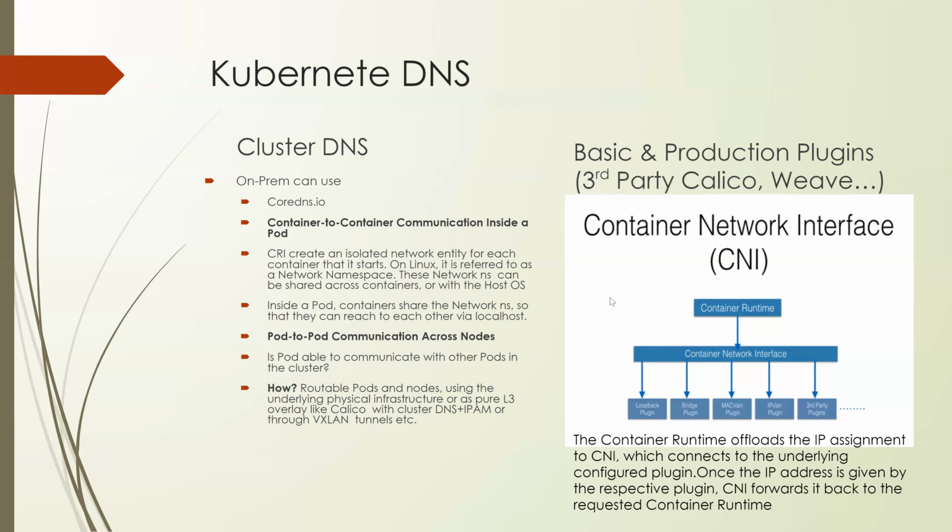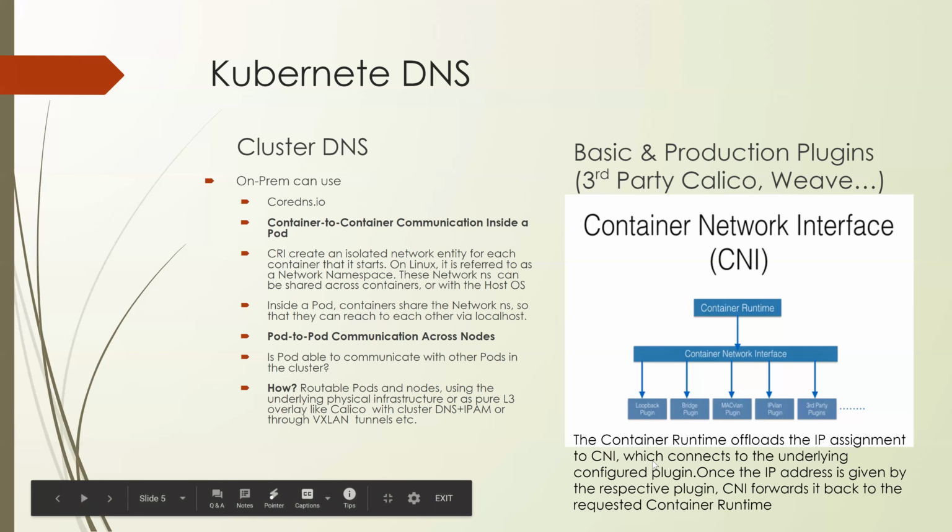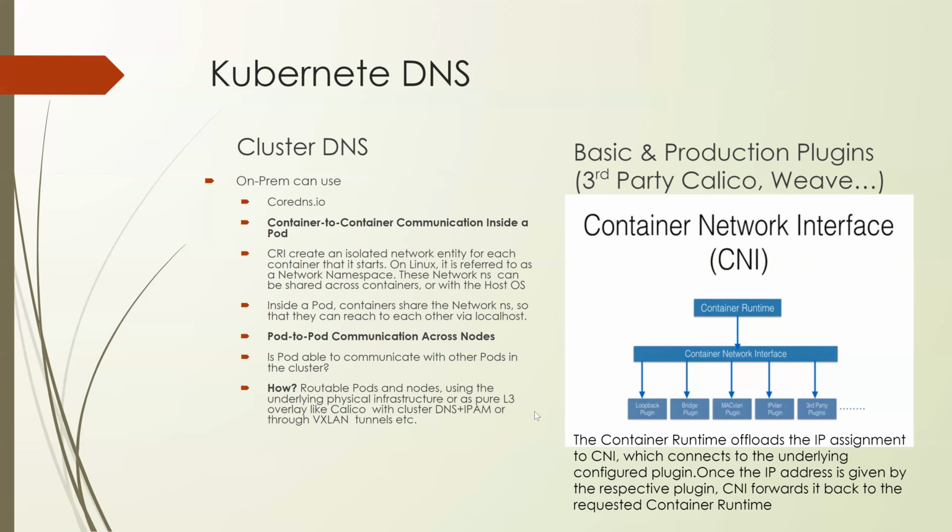So the container runtime offloads the IP assignment to CNI, which connects to the underlying configured plugin. Once an IP address is given by the respective plugin, the CNI forwards it back to the requesting container. So basically, CRI calls CNI, CNI calls the plugin, the plugin plugs in, gets an IP address, can do any communication, and once the results are ready, it returns them to the runtime interface. The runtime interface then goes through the kubelet, which is the agent, and the kubelet returns to the API for the job completion.